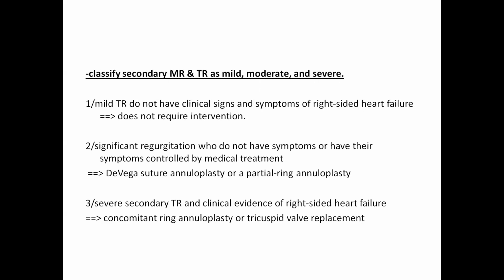And secondary mitral regurgitation and tricuspid regurgitation can be classified as mild, moderate and severe. The mild tricuspid regurgitation doesn't have clinical signs or symptoms of right heart failure. In this situation, no intervention is required. The second one is when the regurgitation is significant, but we don't have right heart failure and symptoms are controlled by medical treatment. We just do a repair in this situation, either De Vega suture annuloplasty, which we will speak about later, or partial ring annuloplasty also.